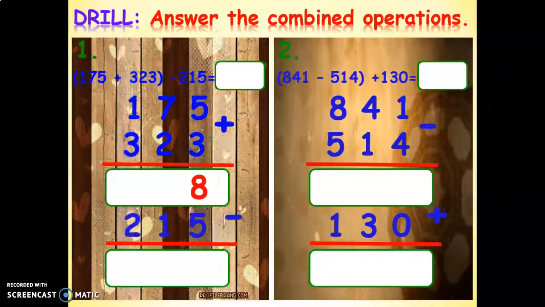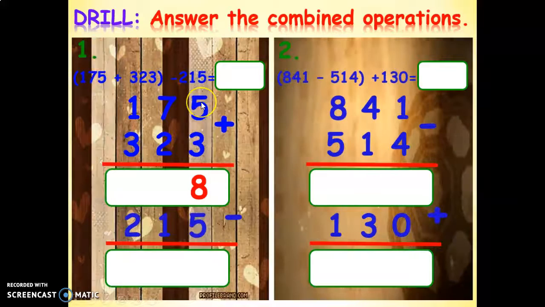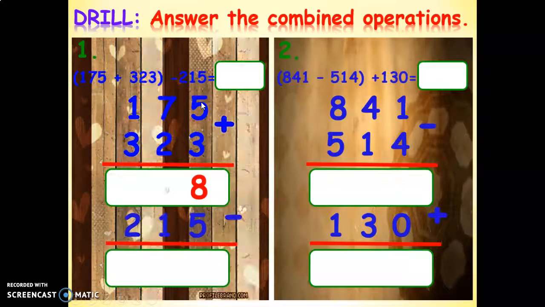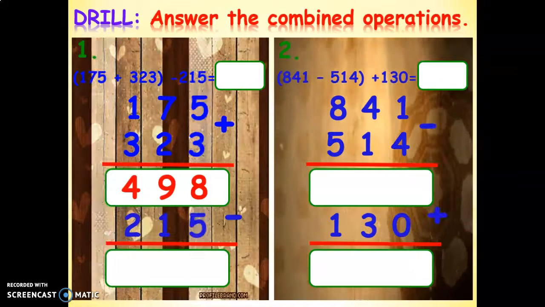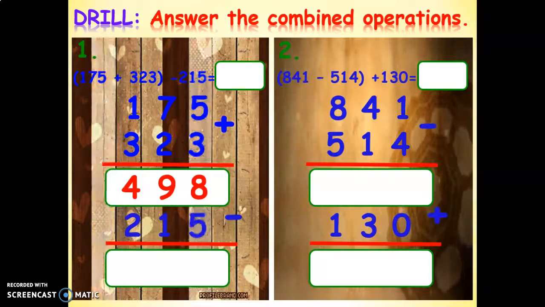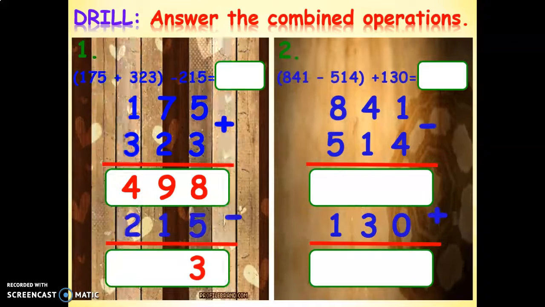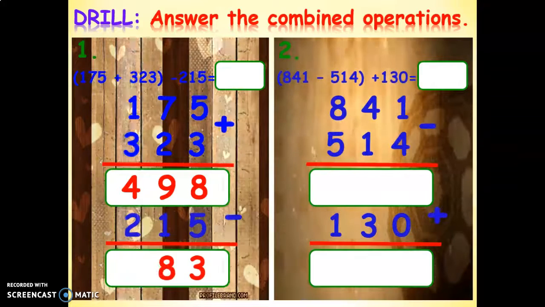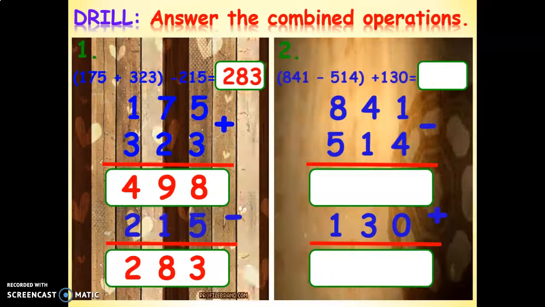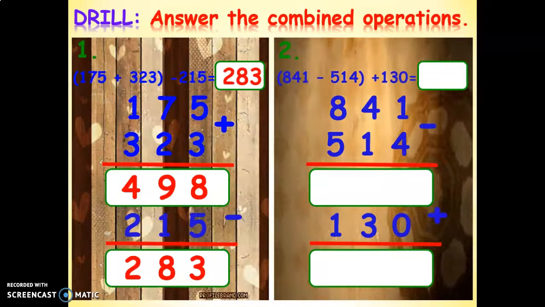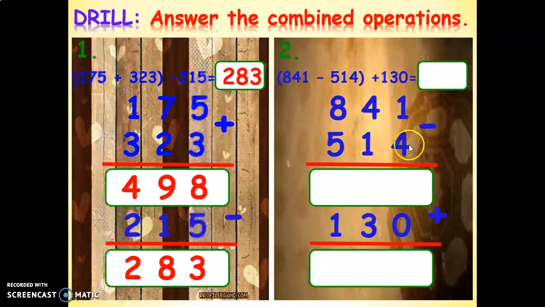So for number 1, we start by adding. Always start with the place value of ones. 5 plus 3 is 8. 7 plus 2 is 9. And 1 plus 3 is 4. And now we subtract 215 from 498. 8 minus 5 is 3. 9 minus 1 is 8. And 4 minus 2 is 2. The final answer is 283.